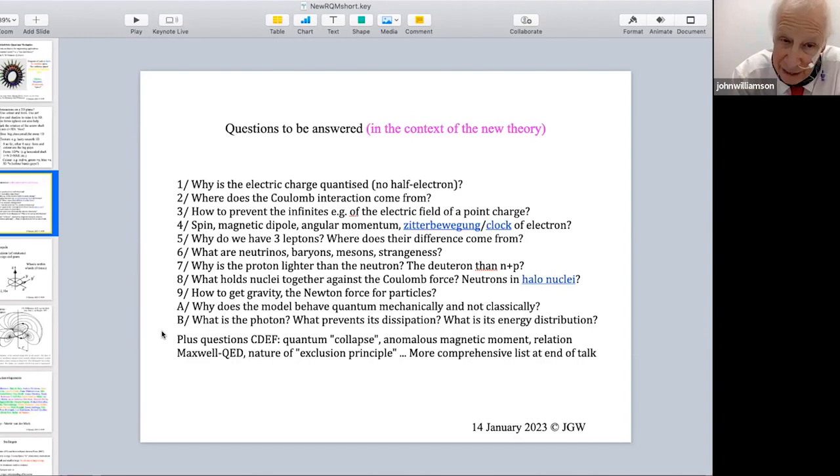How do we get gravity, the Newton force, for particles? I'll talk briefly about that. That's probably another talk as well. And also my colleague Viv Robinson is going to talk about that when he gives his talk to the group. He has a different model of gravity, I should say, to me.